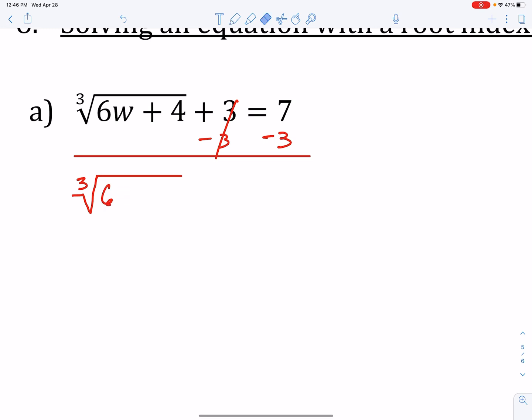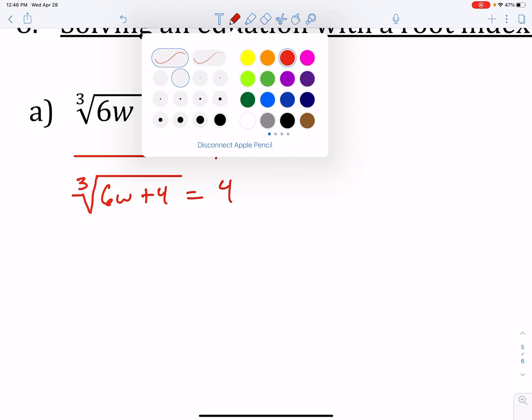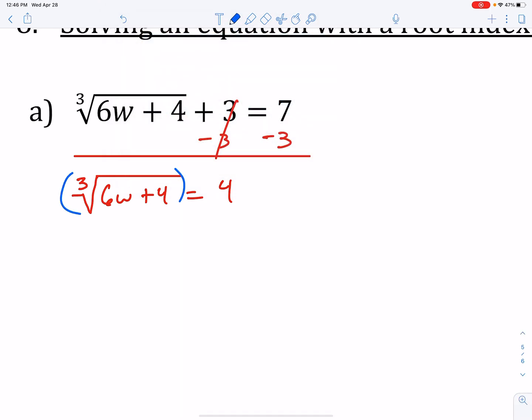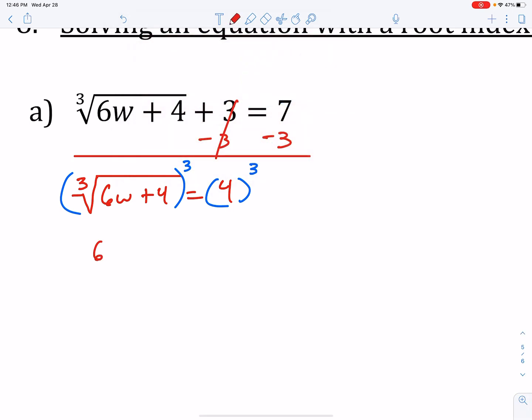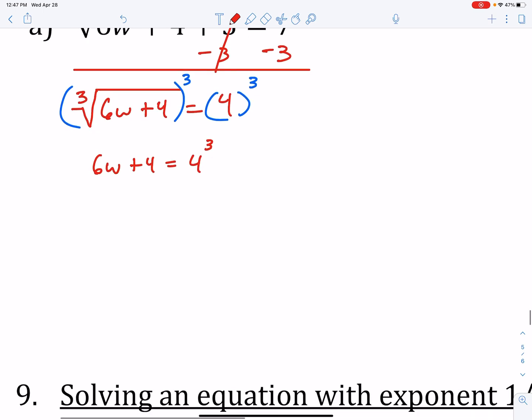6w. Oops, I put 64. 6w plus 4 equals 4. I want to get rid of that cubed root. You should automatically be thinking you need to put it to the power of 3. That gets rid of the cubed root, so I'm just left with 6w plus 4 equals 4 to the 3rd power. 4 to the 3rd power is 64.